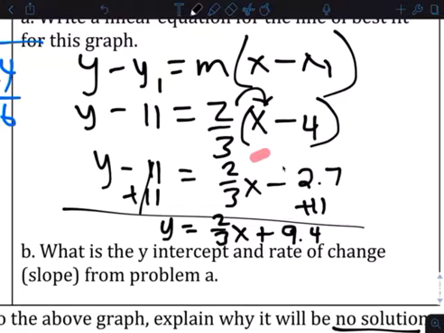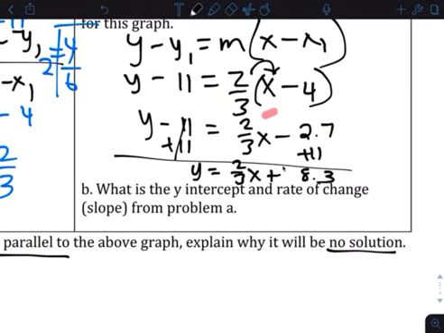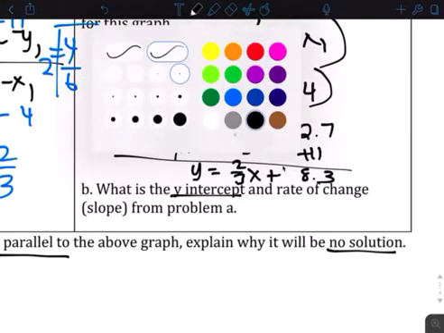No, not 9. 8.3. So what's the slope and y-intercept? What is the y-intercept? Y-intercept is 8.3.